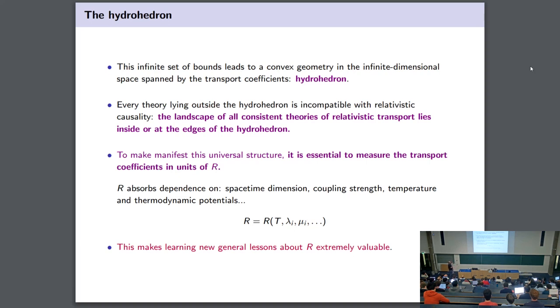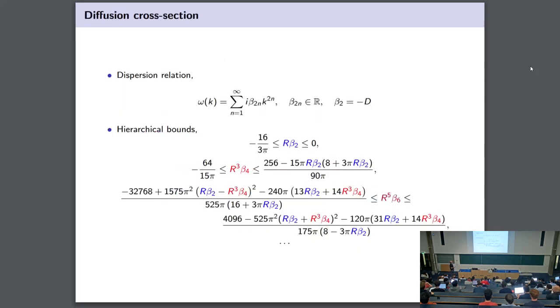By construction, every theory which is not inside the hydrohedron or at its boundary is incompatible with relativistic causality and hence excluded from first principles. And I want to emphasize that to make manifest this universal structure, it is essential to measure the transport coefficients in units of R. R is going to absorb the dependence on space-time dimension, coupling strength, temperature and other thermodynamical potentials, which makes, in my opinion, learning new general lessons about R an extremely valuable endeavor, okay?